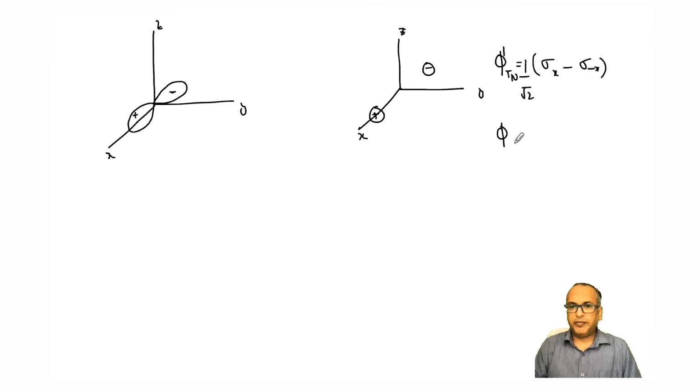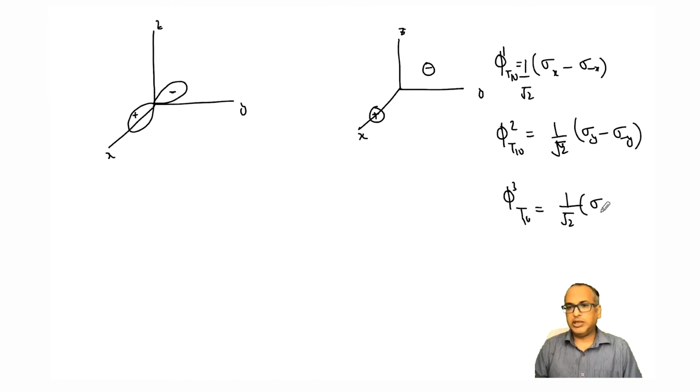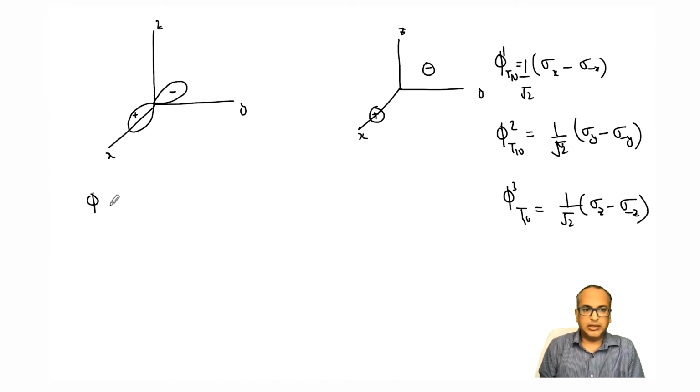Similarly, phi T1U second will be 1 over root 2 (sigma y minus sigma minus y), and the third will be phi 3 T1U, 1 over root 2 (sigma z minus sigma minus z), right? So now we have all 6 SALCs. So let us list them down.